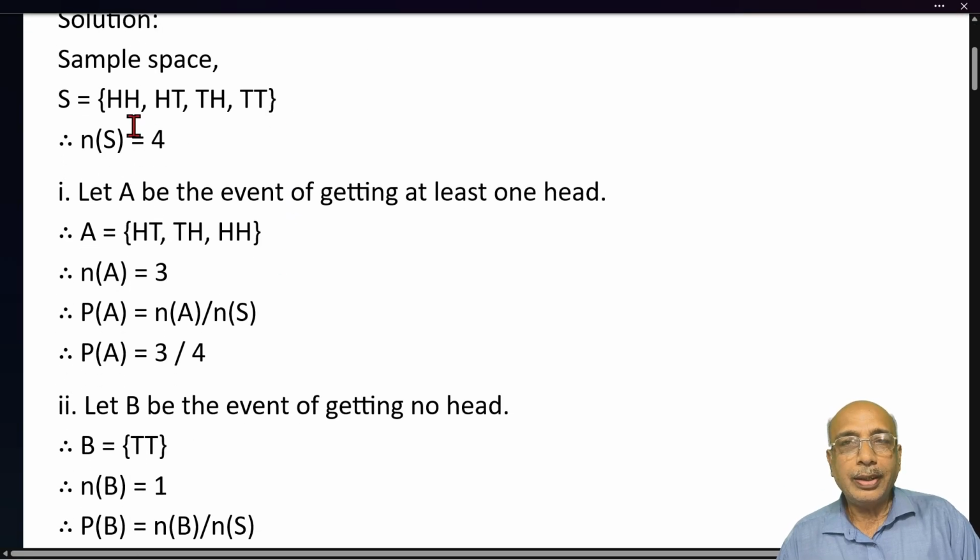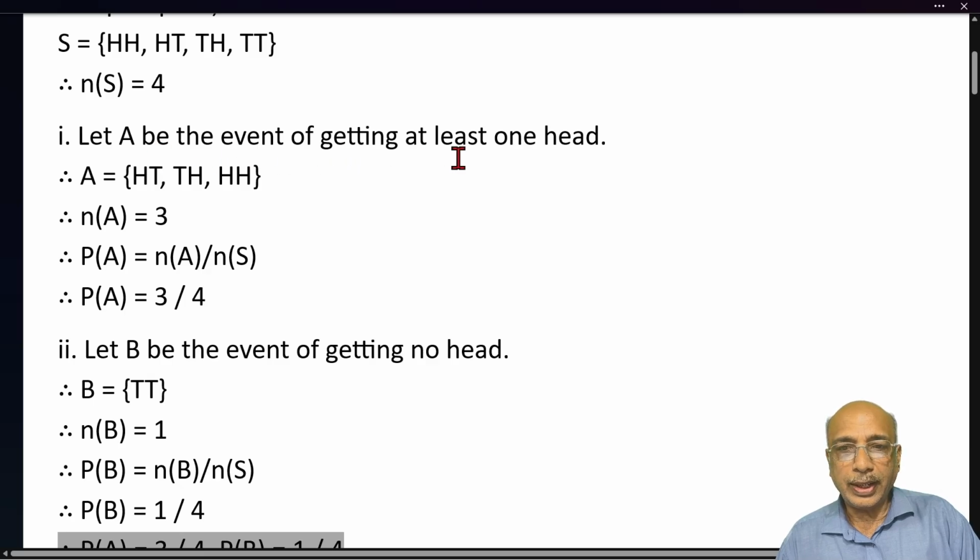Sample space will be, now you know, in the previous exercise I've explained how to take the sample space. So S equals HH, HT, TH and TT. Therefore, N of S equals 4. Now the event: let A be the event of getting at least one head. So event A equals HT, TH, HH. So N of A will be 3. At least one head, so only TT will not come, the other 3 terms will come.